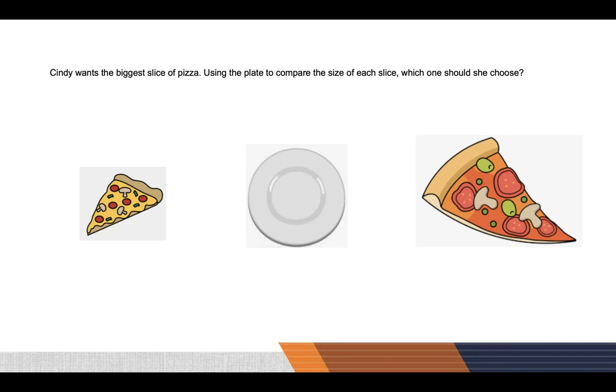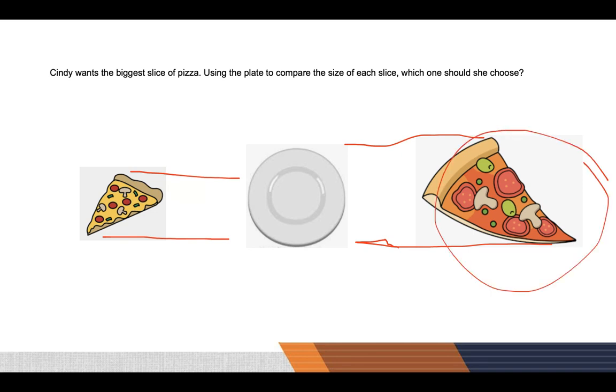size. So looking at this piece of pizza, we see that it's smaller than the plate. Okay, and then we look at this piece of pizza, and we see that it is almost bigger than the plate. It's similar size to the plate. So if one of them is smaller than the plate, and one of them is the same size or a little bit bigger than the plate, then we know that this is the biggest slice, and this is the one that she should choose.